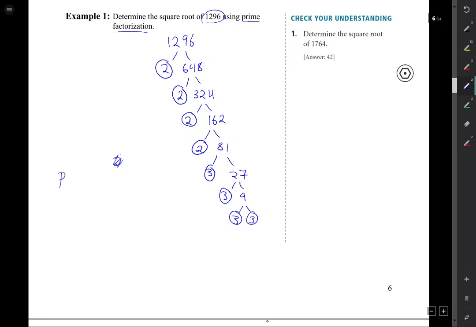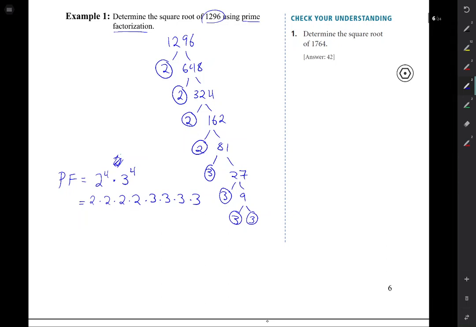Now the prime factorization, or PF, of 1296 is equal to, and let's look at all these circled prime numbers we have. So the simplified version of the prime factorization is 2 to the power of 4 times 3 to the power of 4, or we can write it out in the expanded form, which would be 2 times 2 times 2 times 2 times 3 times 3 times 3 times 3. And this expanded form here is actually going to help us out a little bit when looking for the square root.